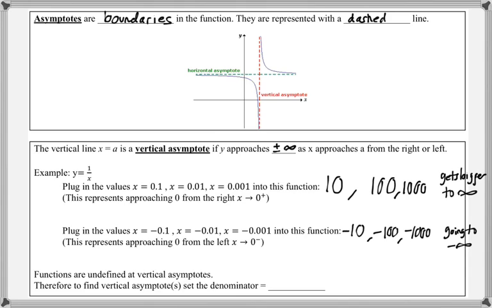And functions are undefined at vertical asymptotes, because right at that 0, y is equal to 1 over 0, it would be undefined there. But if you're just a little bit further away, it's really like these extremes of going to infinity or negative infinity. So our process to find the vertical asymptotes is to set the denominator equal to 0.